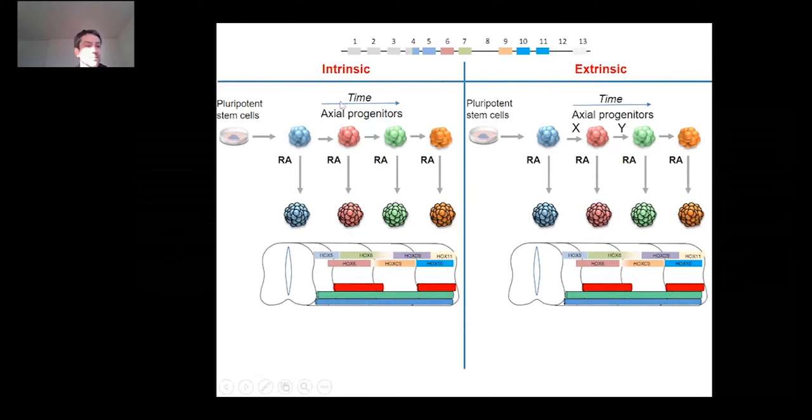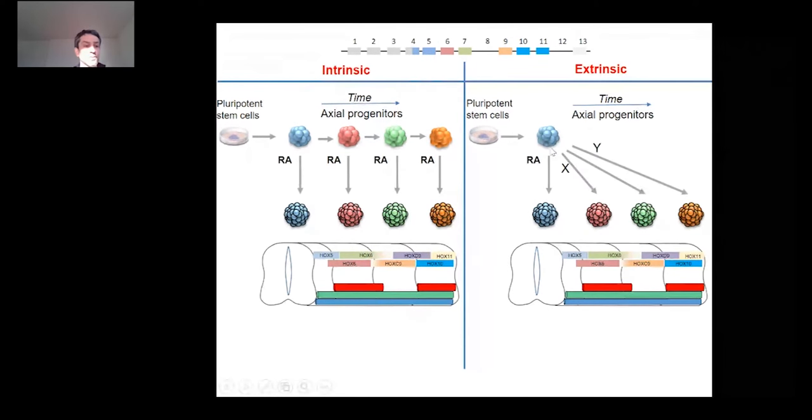The intrinsic model predicts that the specification of posterior identities from axial progenitors will require precise synchronization between the timing of differentiation and the internal Hox timer. Alternatively, the extrinsic model implies that the sequence of Hox expression is controlled by a sequence of factors, and that exposing axial progenitors to the relevant extrinsic cues should control the Hox clock to generate progenies of defined rostrocaudal identities.